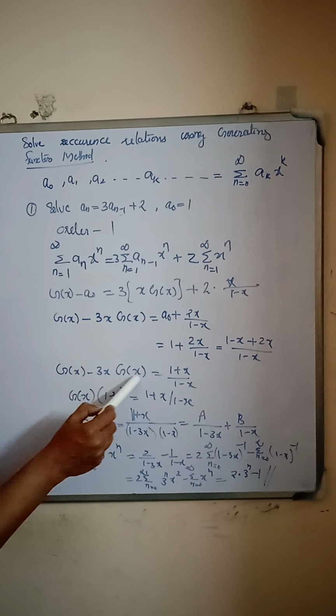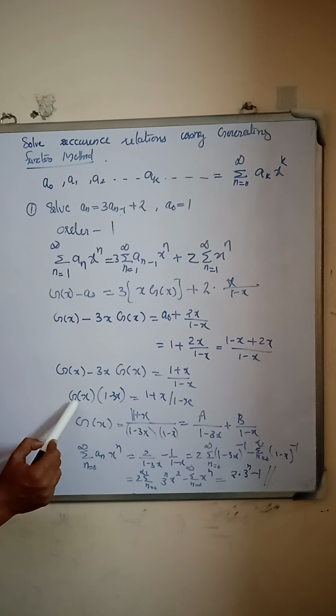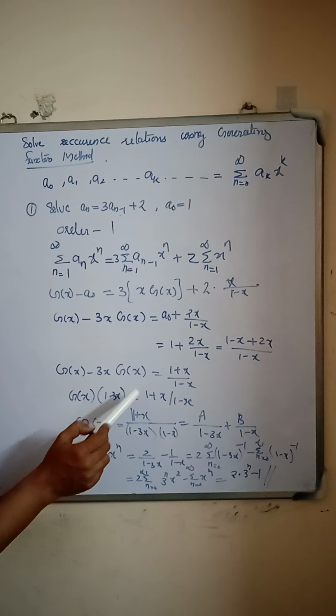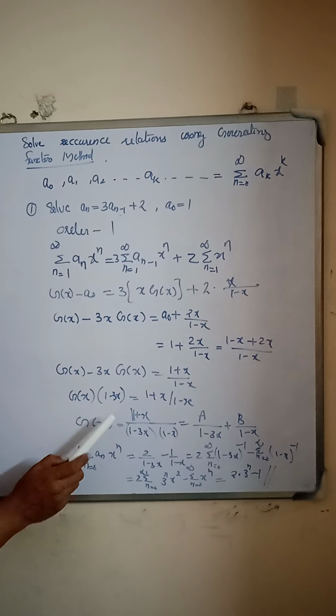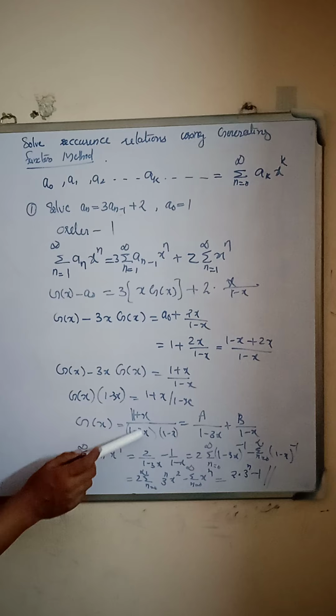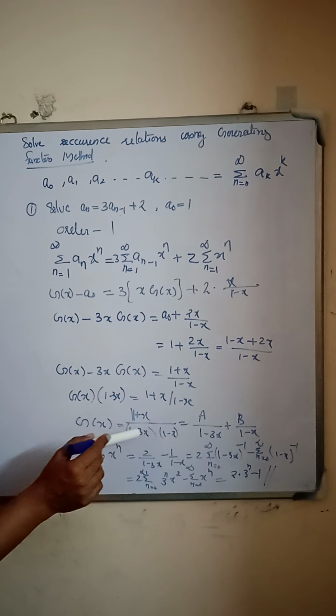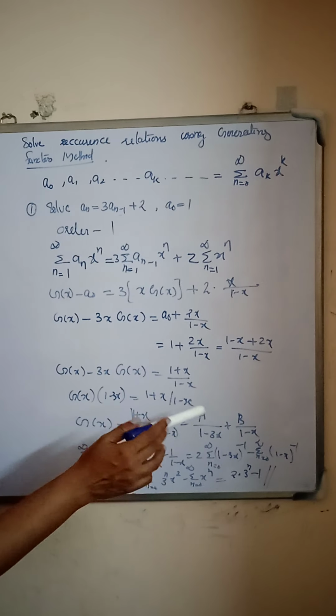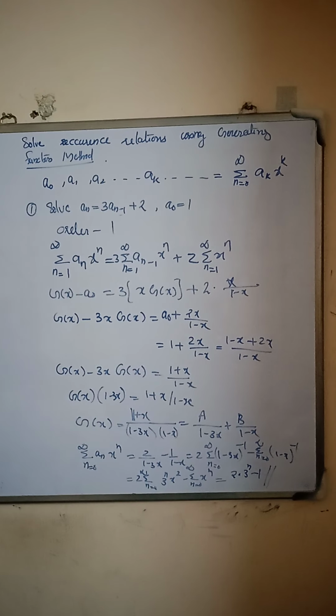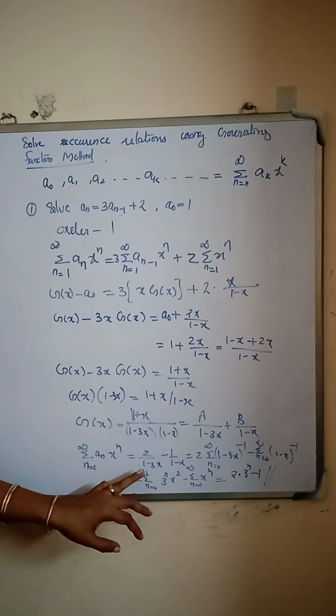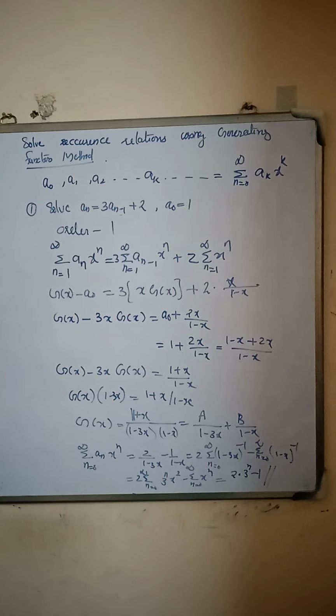G of x is common in both the terms, so taking g of x outside, g of x into 1 minus 3x is equal to 1 plus x by 1 minus x. So g of x is equal to 1 plus x by 1 minus 3x into 1 minus x. By partial fraction, it can be represented as a by 1 minus 3x plus b by 1 minus x. Equating the coefficient terms, we find a as 2 and b as minus 1. So the generating function sigma n is equal to 1 to infinity an x raised to n can be written as 2 by 1 minus 3x minus 1 by 1 minus x.